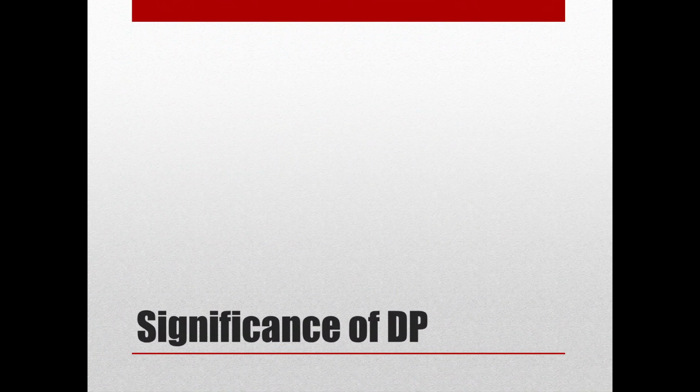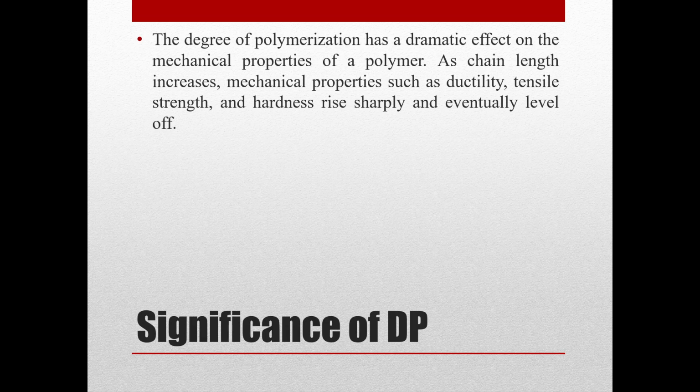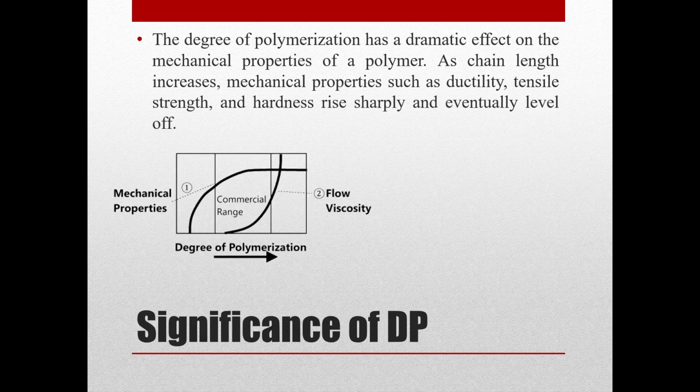So, what is the significance of this dP? The degree of polymerization has a dramatic effect on the mechanical properties of a polymer. As chain length increases, mechanical properties such as ductility, tensile strength, and hardness rise sharply and eventually level off. This is one graph which shows the degree of polymerization going on increasing. One can see that the mechanical property, shown by line 1, rises up to a certain stage, and then even if the degree of polymerization increases further, the graph flattens.